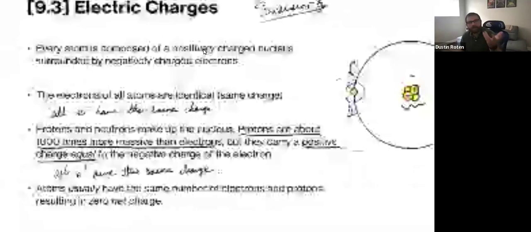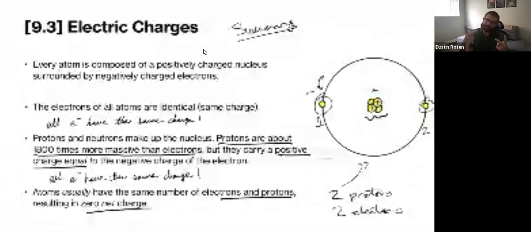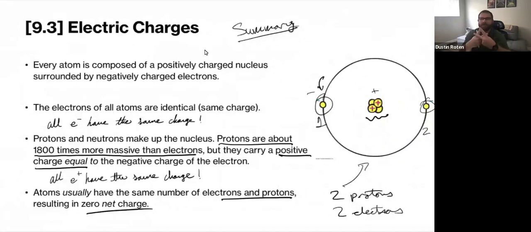Atoms usually have the same number of electrons and protons. You can see here, you've got 2 protons and 2 electrons. And when you have 2 of the same thing with a positive and 2 of the same thing with a negative, they cancel each other out. So the whole idea here is you get net charge. So essentially 2 protons plus 2 electrons equals 0 charge.